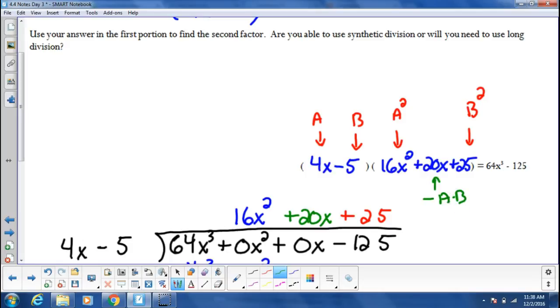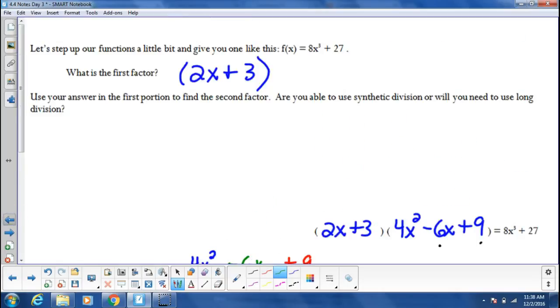Now, let's go back and check that on the previous ones. On the one that we just did, 2x is my A, which means I square that, I get 4x squared. There it is, it shows up. 3 is my B, and I square that. 3 squared is 9, and it's there. And then 2x times 3 is 6x, but the opposite then gives me my negative 6x.